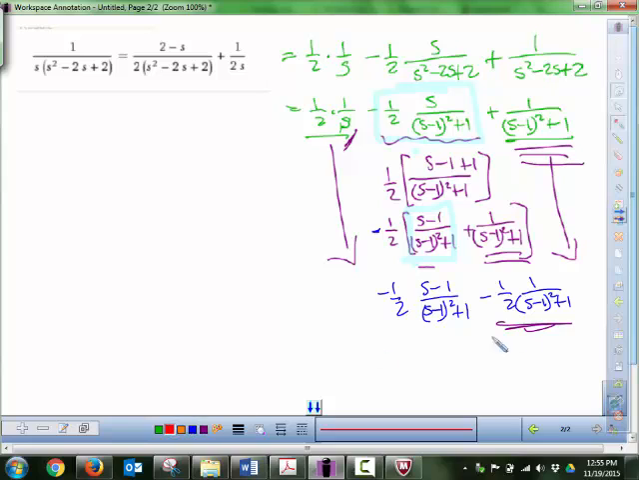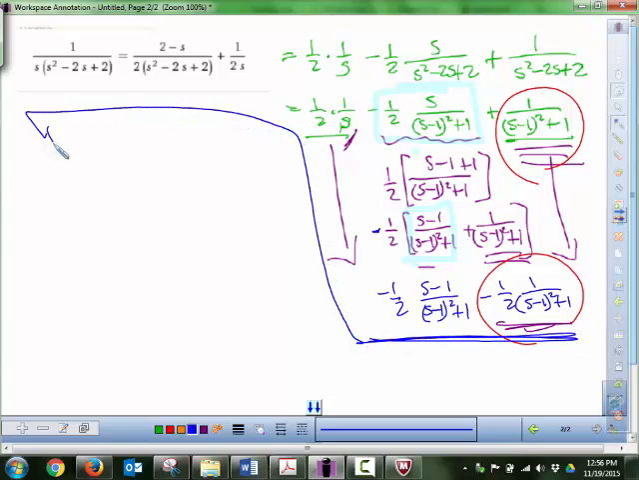So I'll circle it in red. This term and this term can get combined into one. I'm just trying to save space. So what do we have? We're going to have, let me rewrite everything over. Should probably write it in green.